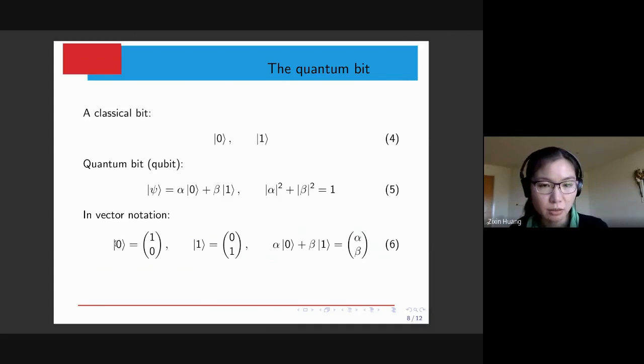In vector notation, if we have a ket, this is typically a column vector. If we have |0>, we denote this by the column vector (1, 0), and if we have |1>, we denote this by the column vector (0, 1). So for the particular qubit case, if we have a state alpha|0> plus beta|1>, this is simply the column vector with alpha on top and beta on the bottom.